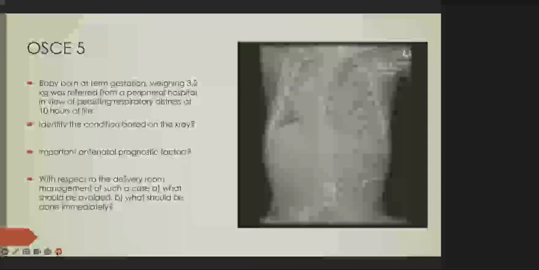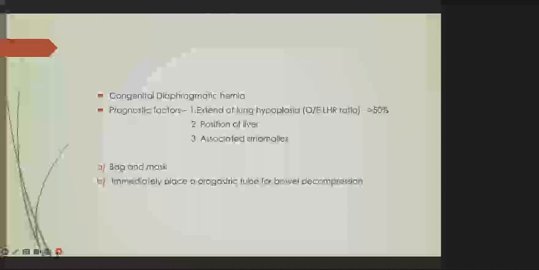Yes, almost everyone has got it right. This is a left-sided congenital diaphragmatic hernia. The prognostic factors are the extent of lung hypoplasia, which is usually assessed by the observed to expected lung head ratio, and more than 50% is a good sign. Position of the liver is also important, because if the liver is down, it is again a good prognostic factor. We also need to look for associated anomalies, where other GI anomalies and congenital heart diseases can be associated. We have to avoid bag and mask and immediately put an orogastric tube for bowel decompression.